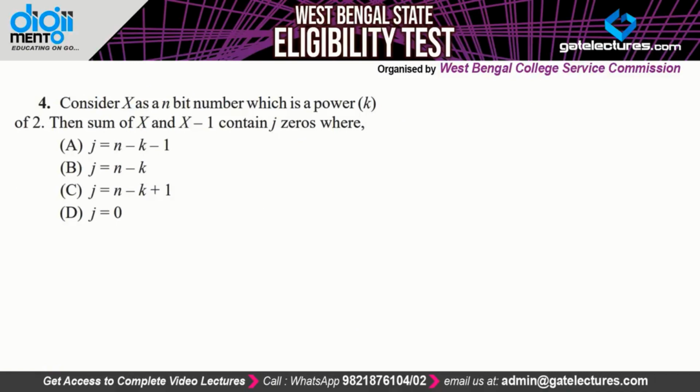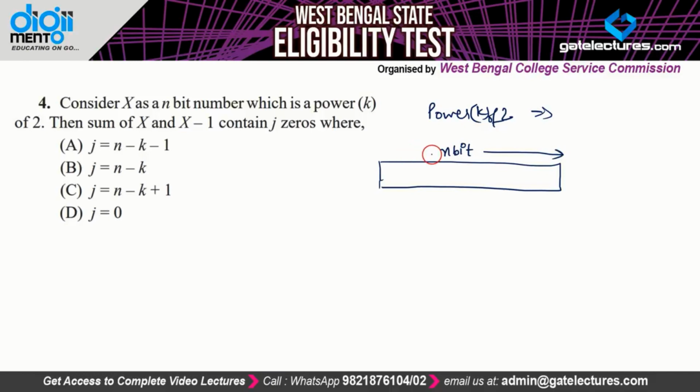Next case: consider X as an n-bit number which is a power k of 2. Then the sum of X and X minus 1 contains J zeros, where... Okay, so what do they really mean? When they say a power k of 2, that means whatever number X is showing, for example this X is an n-bit number, from here to here, correct? And it is a power of 2, that means it should be 2 raised to power k.